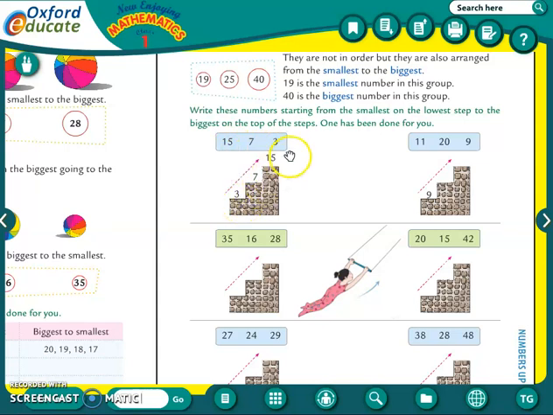Then 3 से बड़ा नंबर कौन सा है? 7. We will write 7. और सबसे बड़ा नंबर कौन सा है इन तीनों में से? इस बॉक्स में सबसे बड़ा नंबर कौन सा है? 15. तो वो हम सबसे ऊपर वाली सीढ़ी में रखेंगे. Understood how we have to do? जो सबसे छोटा नंबर है वो first सीढ़ी में, फिर हम ऊपर चढ़ते जाएंगे सीढ़ी, फिर जो उससे थोड़ा बड़ा है वो बीच वाली सीढ़ी में, और जो सबसे बड़ा वाला नंबर है वो सबसे ऊपर वाली सीढ़ी में.